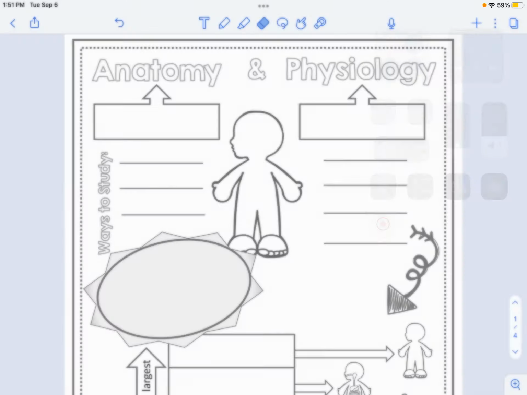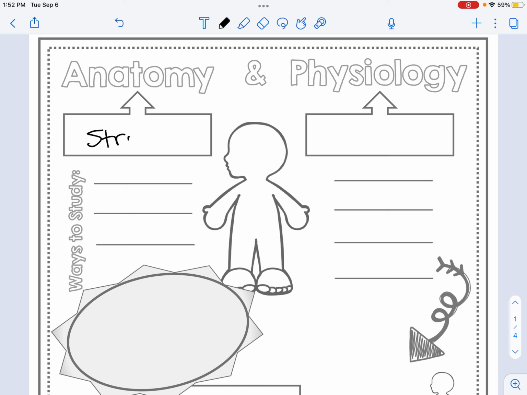So at the top here we have arrows with anatomy and physiology. Anatomy is structures, physiology is functions. So anatomy would be what are the parts. Physiology would be what do they do.